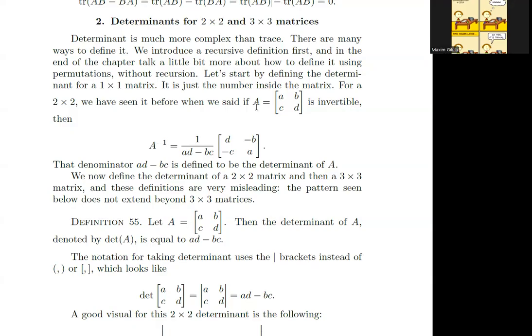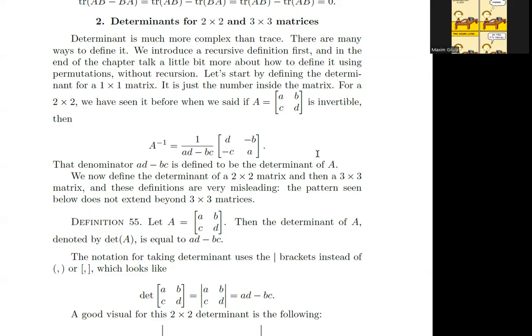So the determinant for a 1 by 1 matrix is just the number inside. For a 2 by 2, we've actually seen it before, because if the matrix with entries a, b, c, d is invertible, we had a formula for A inverse. It was 1 divided by ad minus bc, times the matrix d, minus b, minus c, a. And the denominator ad minus bc is actually the determinant of A for a 2 by 2.